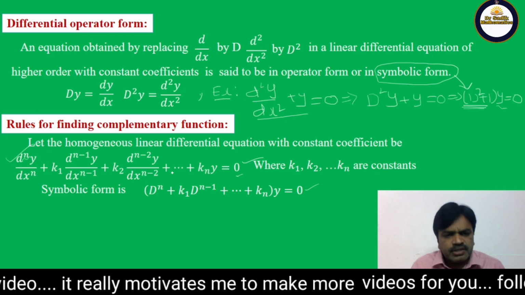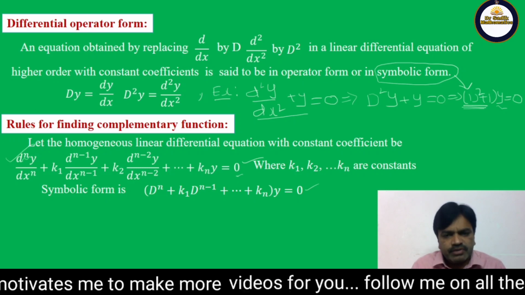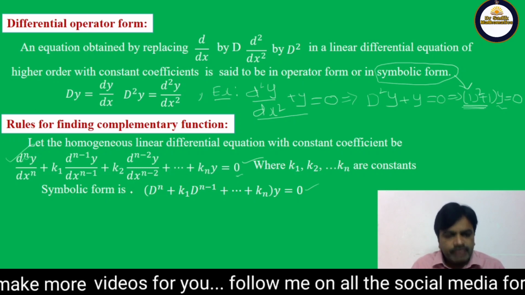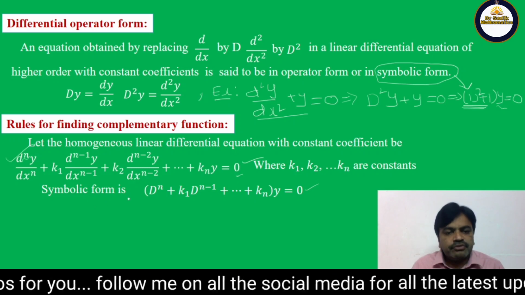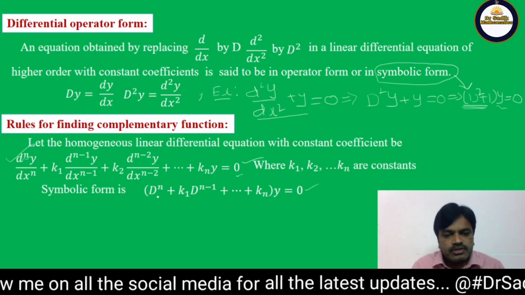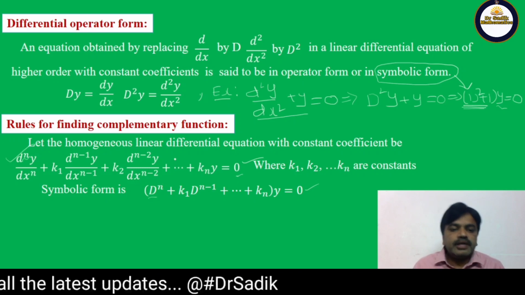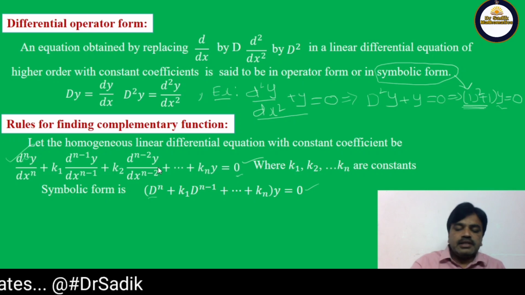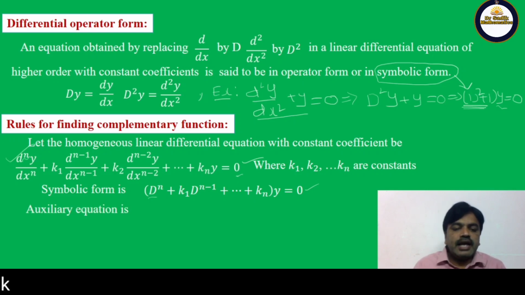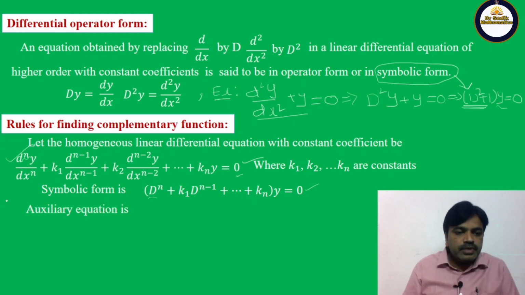Given any equation like this or like this, the first step is you write the symbolic form. Symbolic form means you just write it in terms of capital D. The next step is the auxiliary equation. Auxiliary equation is denoted by capital A.E. Simply, it can be written as A.E.